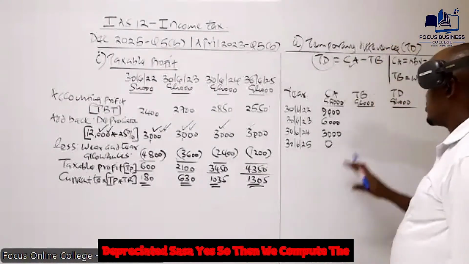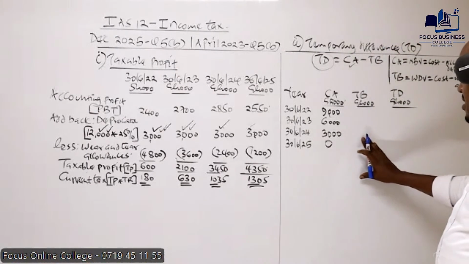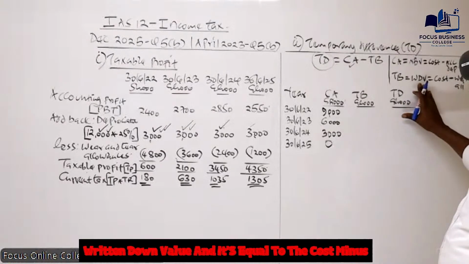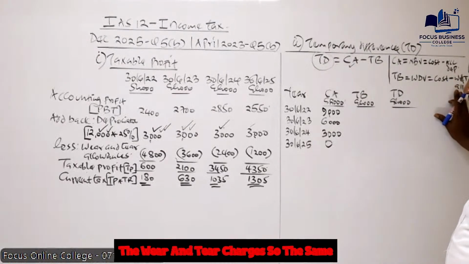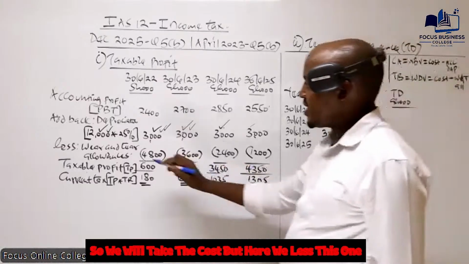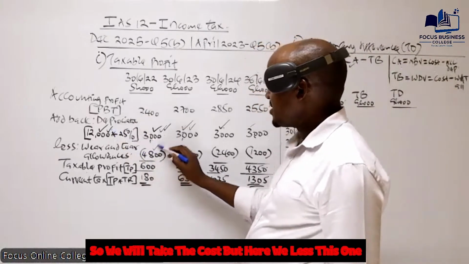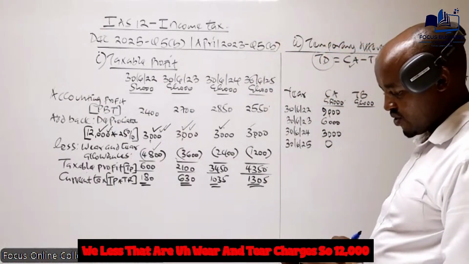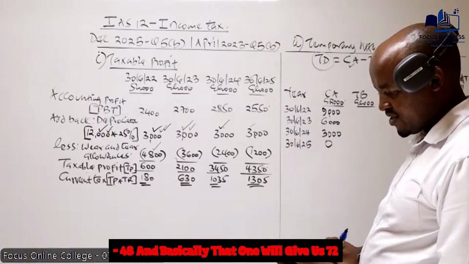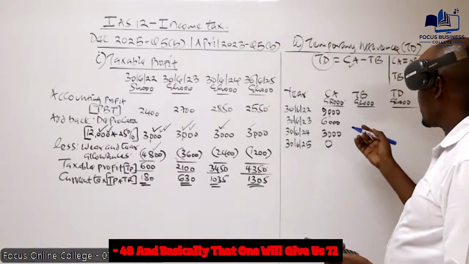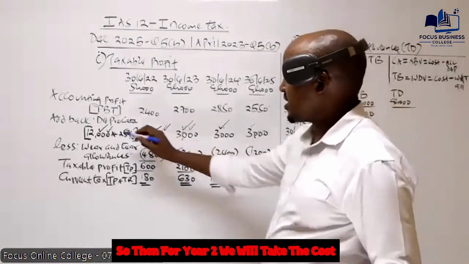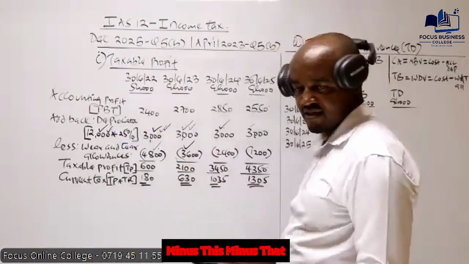Sasa? Yes. So then we compute the tax base, which is the written down value, and it's equal to the cost minus the wear and tear charges. So we take the cost, but here we less the wear and tear charges. So 12,000 minus 48, and basically that one will give us 72. Then for year two, we will take the cost minus this, minus that.